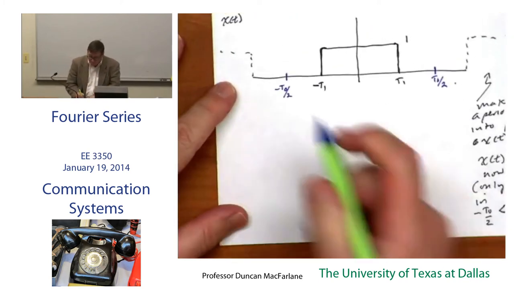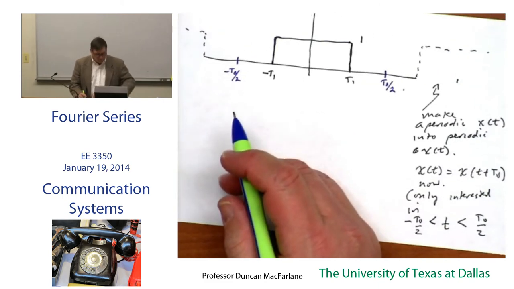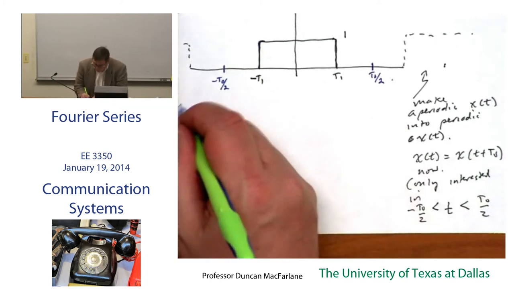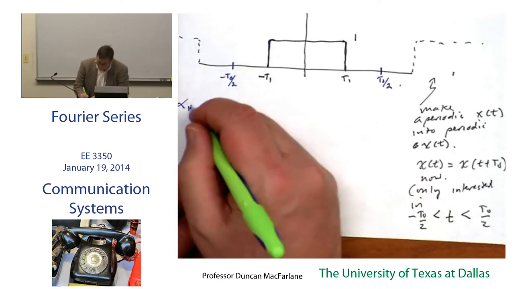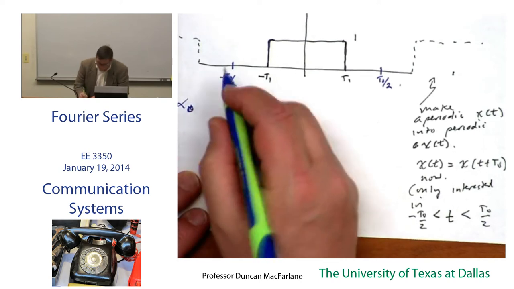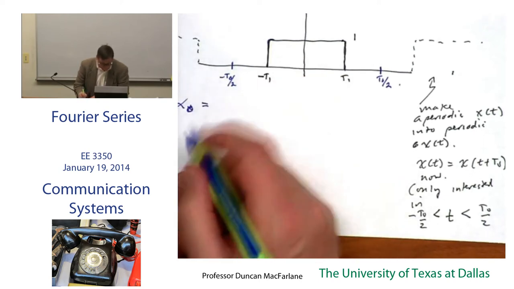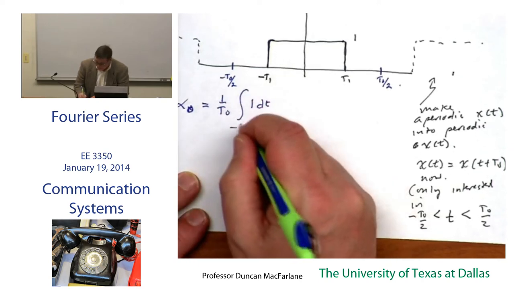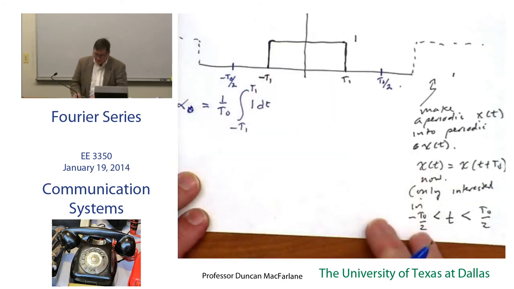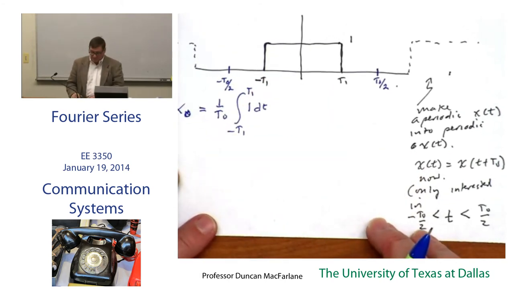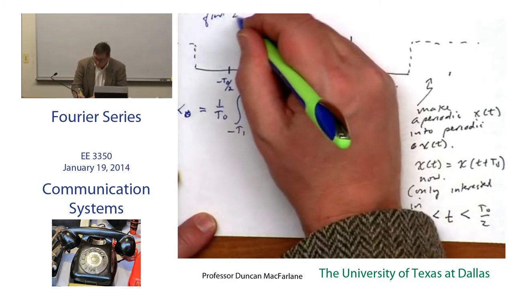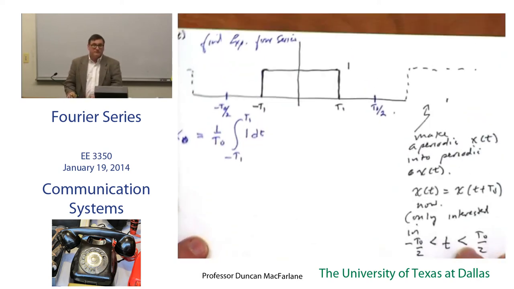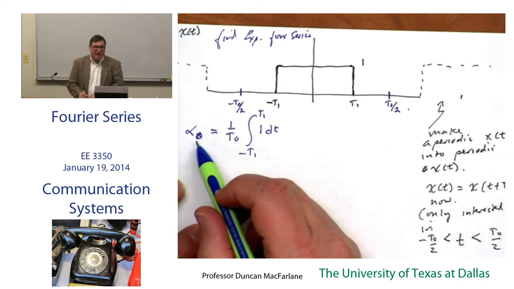So we went ahead and started talking about B's and A's, but to mix things up a little bit, let me just do the A sub K. So I'll do A sub zero first. Alpha sub zero. Okay, so I'll do the exponential Fourier series. So that means finding all the alphas.